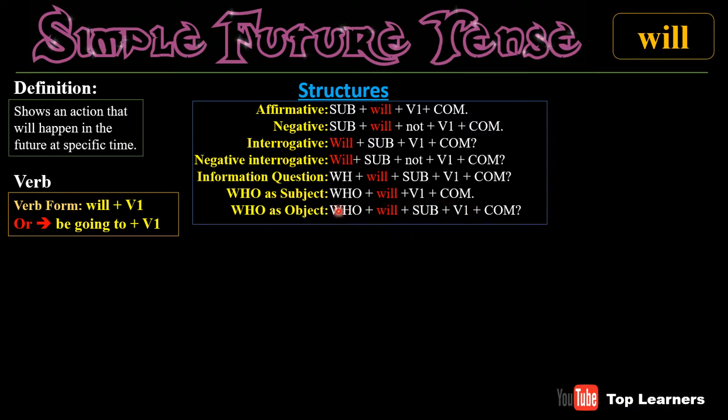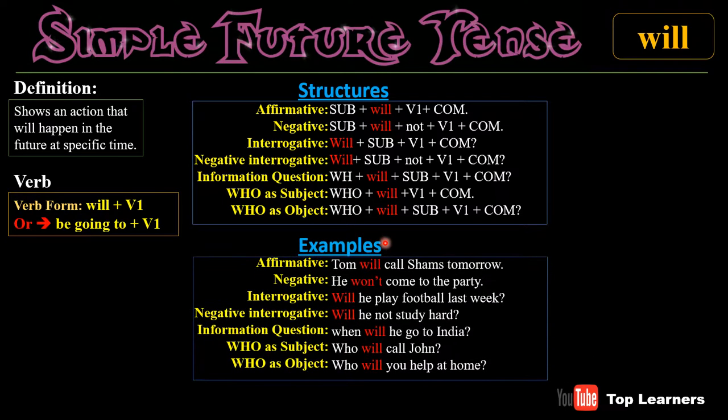But if you have a receiver of an action and that receiver is a person or a human, in that case you can ask the question with who as the object. The structure of who as the object is exactly like the WH question or information question. We just use who instead of the other WH words. So the examples: in the affirmative or positive, we have Tom will call Shams tomorrow. Here we mentioned the time expression tomorrow.